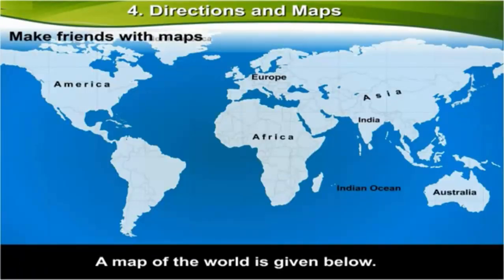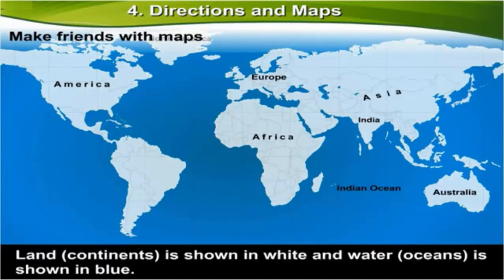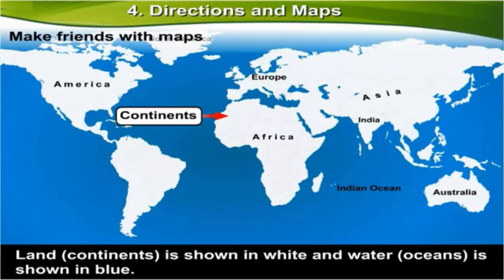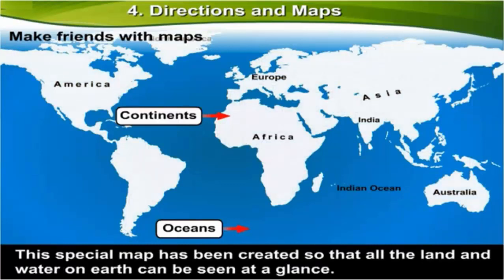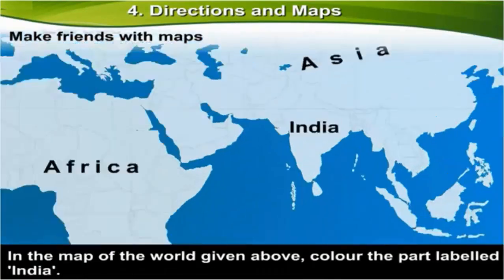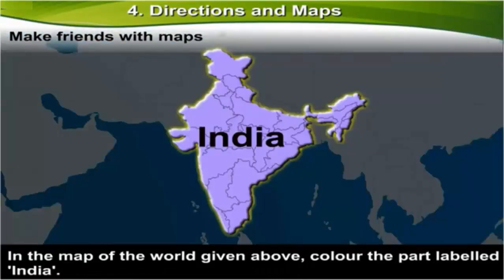A map of the world is given below. Land, that is continents, is shown in white and water, that is oceans, is shown in blue. This special map has been created so that all the land and the water on earth can be seen at a glance. In the map of the world given above, color the part labeled India.